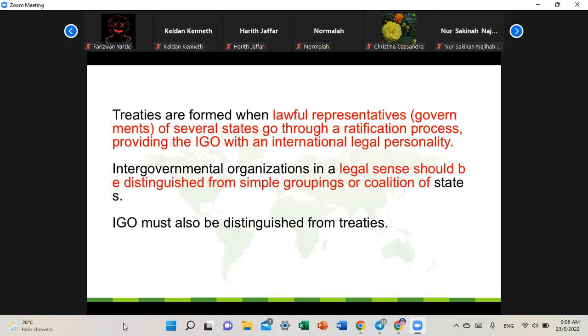An intergovernmental organization, in a legal sense, should be distinguished from a simple grouping or coalition of states. Okay, sometimes we have bilateral alliances or multilateral alliances that we form outside of international organizations, but that does not bind you in any legal sense. Okay, because this individual diplomatic relationship through bilateral and multilateral relationships does not have a charter that provides a legal sense.